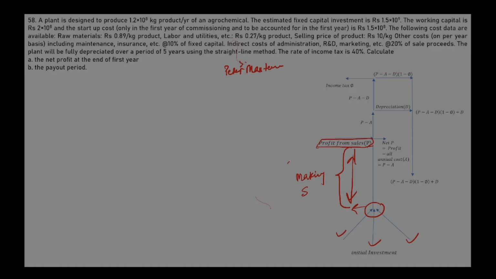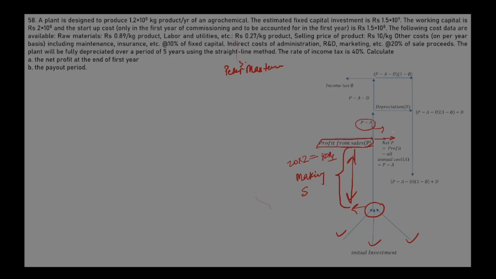Suppose I sell 20 samosas at 2 rupees each, very cheap samosas, so 40 rupees. So this is P. Now we will deduct all the annual cost which we used for the production. So P minus A. So net profit will be P minus A. This is the net profit after deduction of all the annual cost.